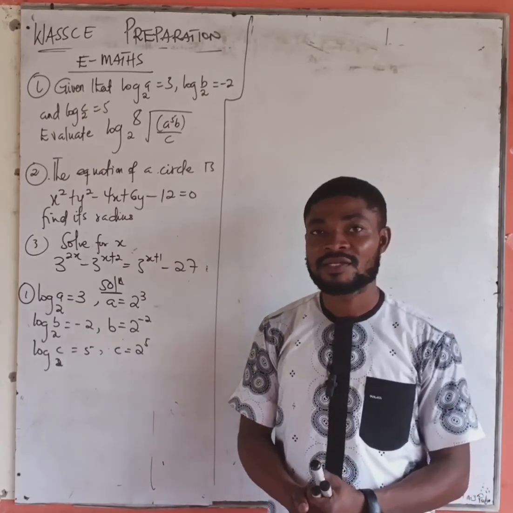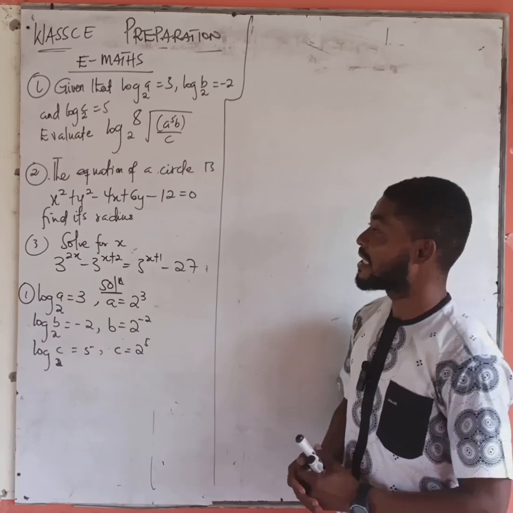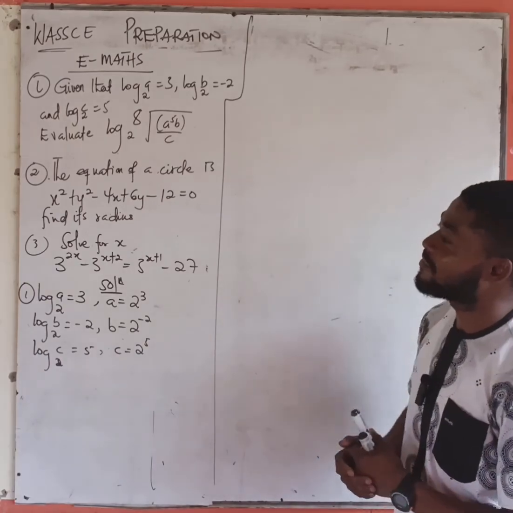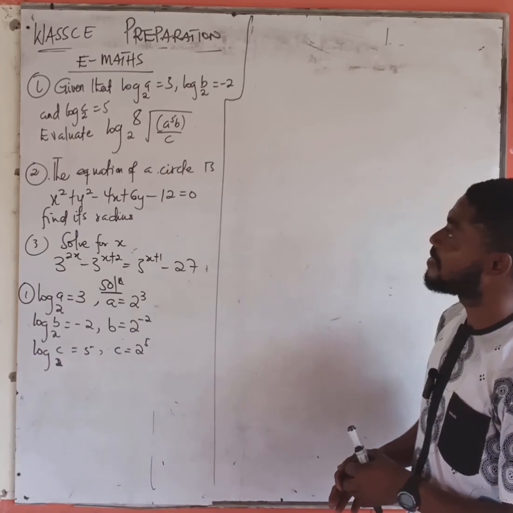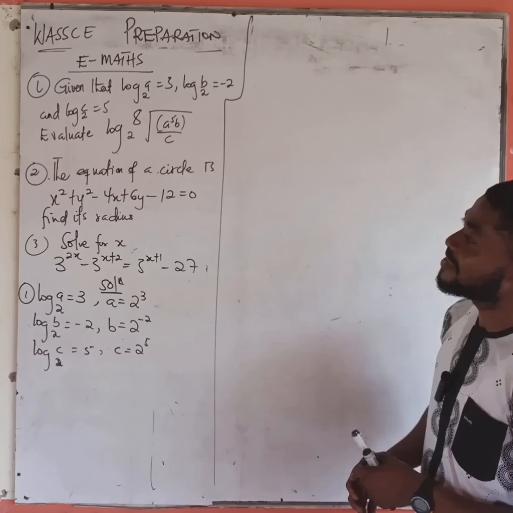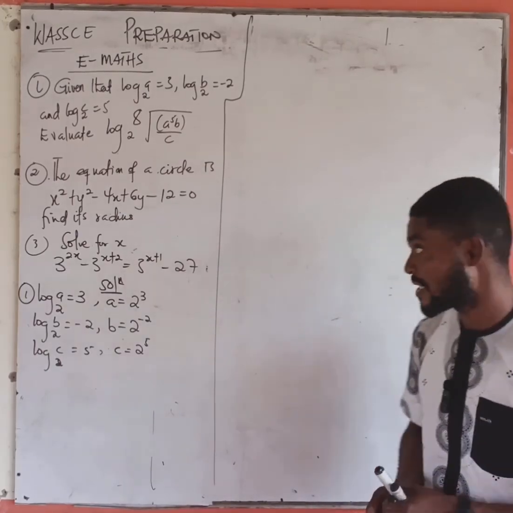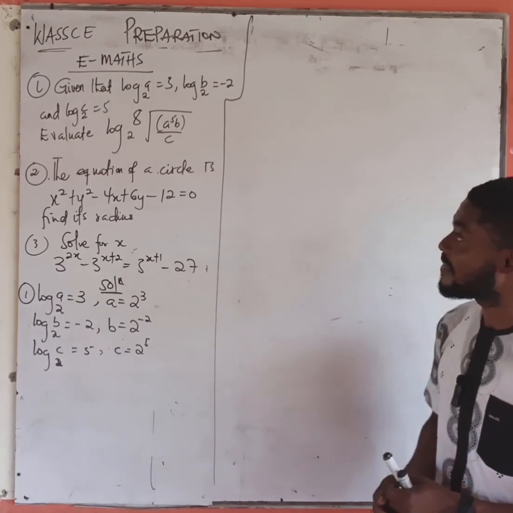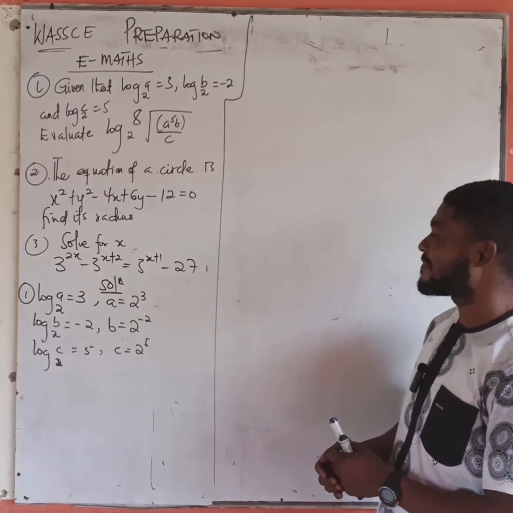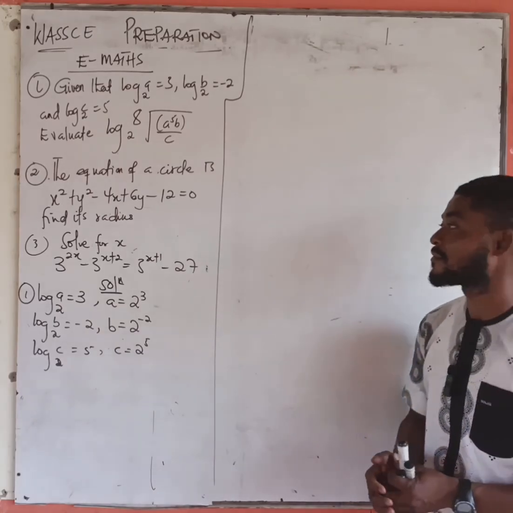All right. So elective mathematics, the questions just happen to be on the board. Given that log a base 2 is equal to 3, log b base 2 is equal to negative 2, and log c base 2 is equal to 5, you are to evaluate log 8 base 2 times the square root of a power 5 b all over c.